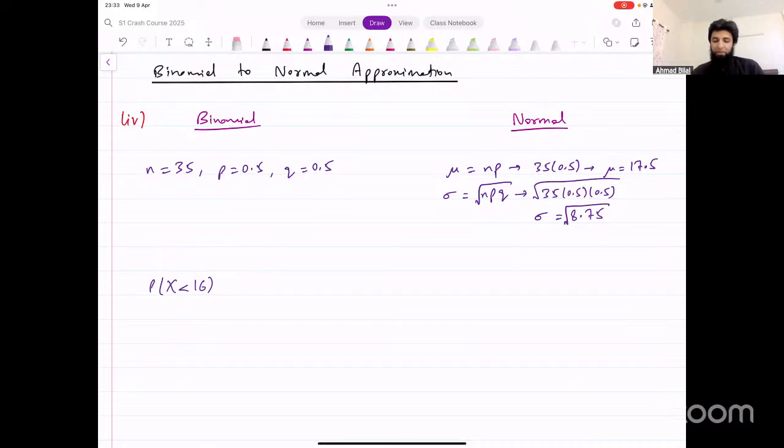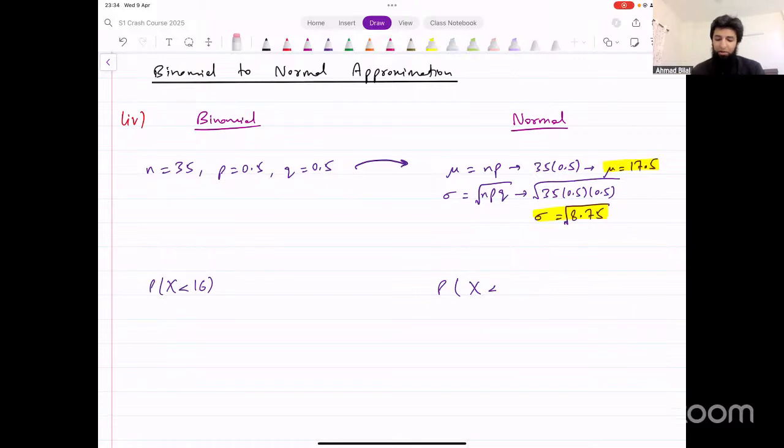Is that okay? So what we get from this is, if there's a binomial distribution with these parameters, we can convert that to a normal distribution that has a mean of 17.5 and it has a standard deviation of square root of 8.75. And these are the two things that we need for normal distribution. Now we can find the probability. What's the probability that we're looking for? The probability that we're looking for is x less than 16. So we could convert this to z and then find the probability. But there's another problem here.